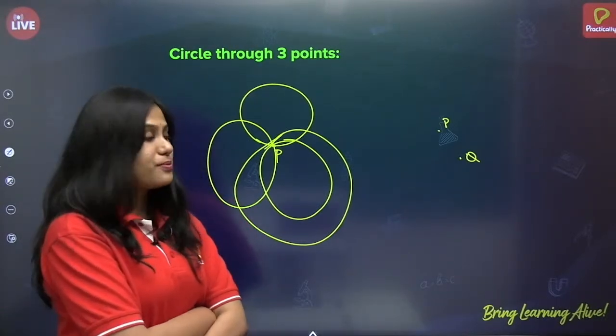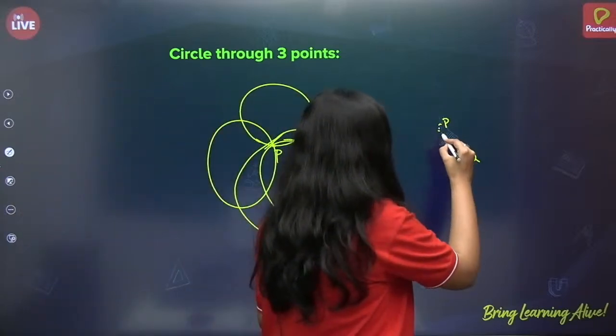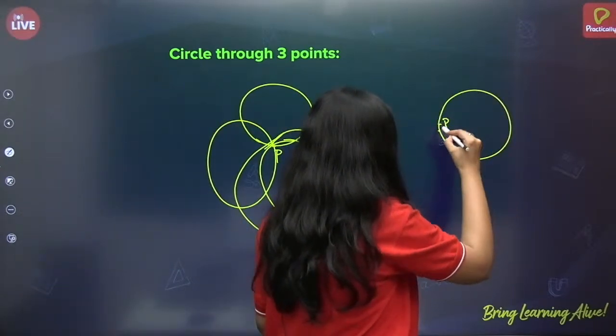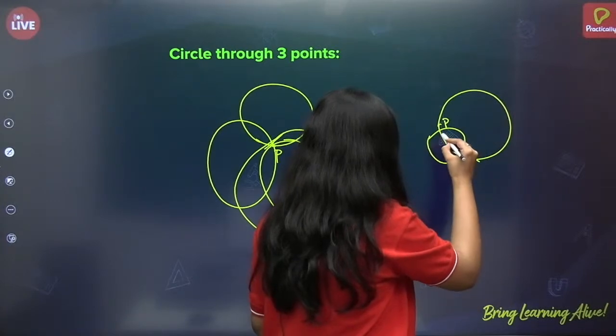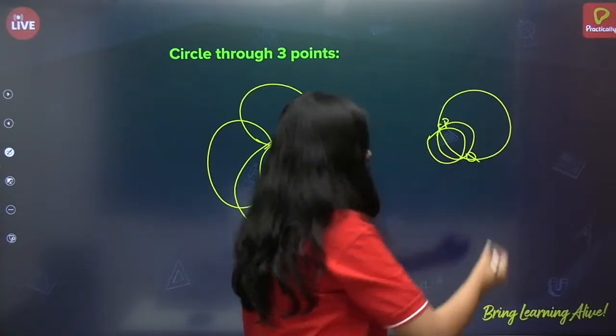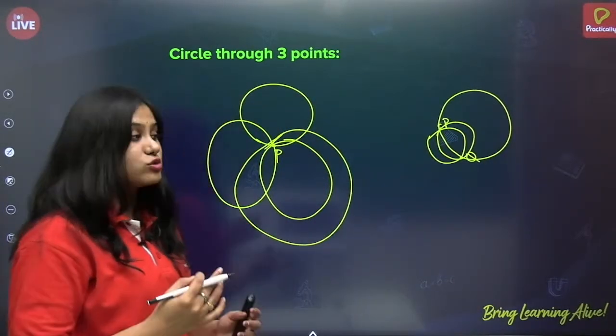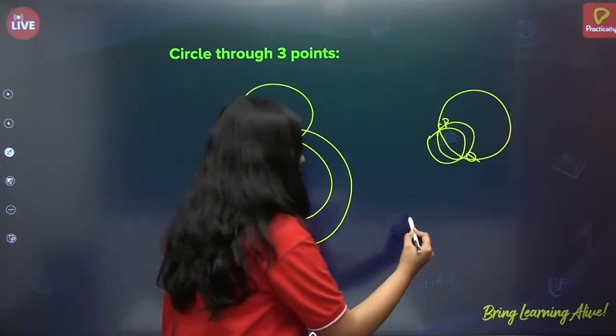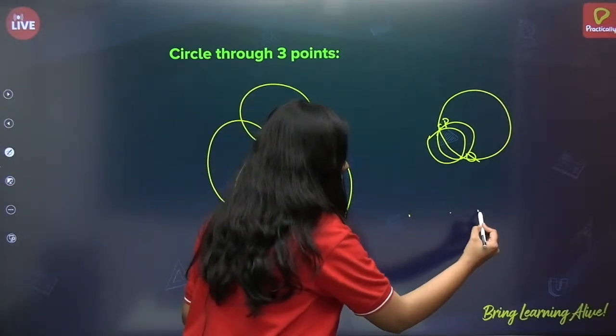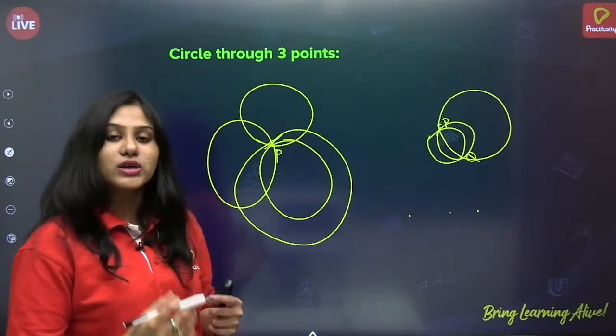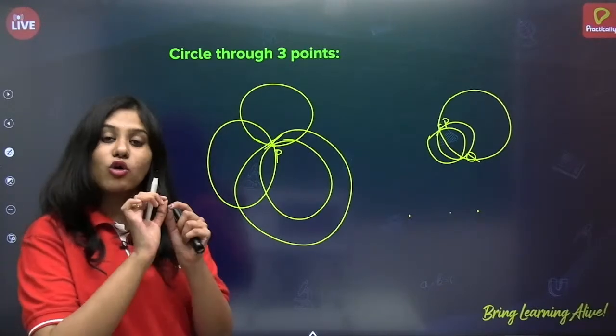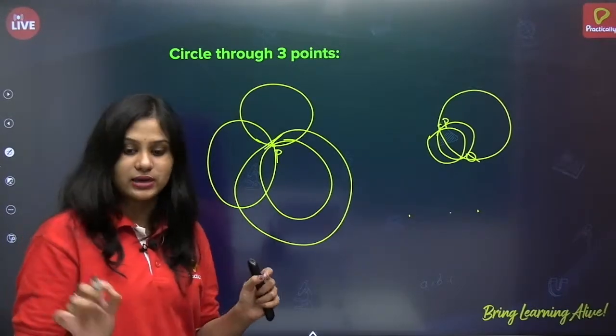Okay, I can draw many circles, correct? So I can draw like this, like this, like this, right? But what about 3 points? First, let me take the condition of collinear points, okay? So what is meant by collinear points? That is, all the 3 points are in a straight line, okay?